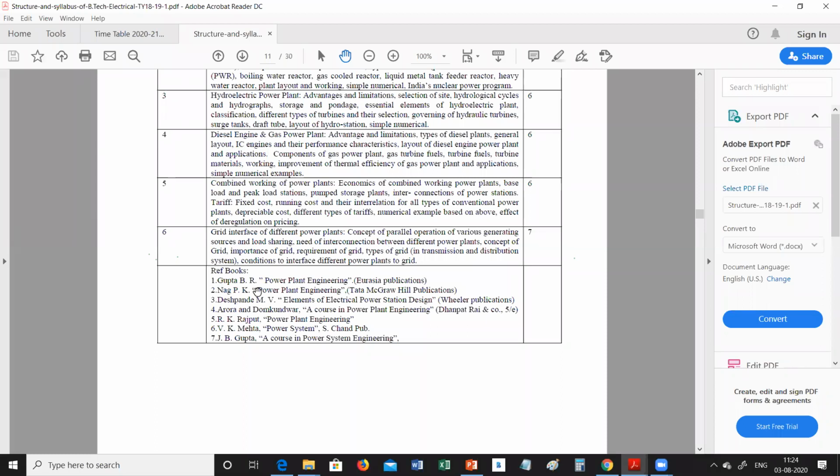The first reference book is BR Gupta, Power Plant Engineering, by Eurasia Publications. Also, I can recommend one book for you, RK Rajput, for Power Plant Engineering. It is a textbook. Fifth, maybe we will require some insights from power systems. For that, you can use the sixth book, VK Mehta, Power Systems, by S. Chand Publications. I think you are familiar with this book.